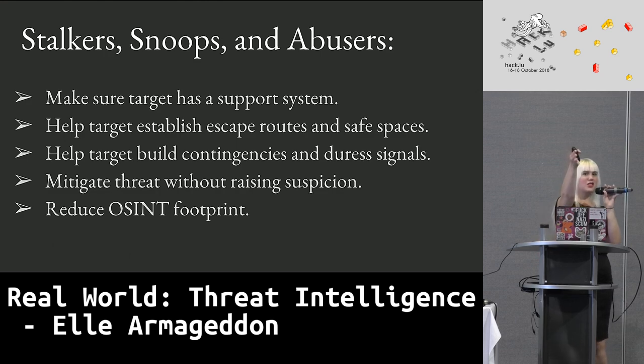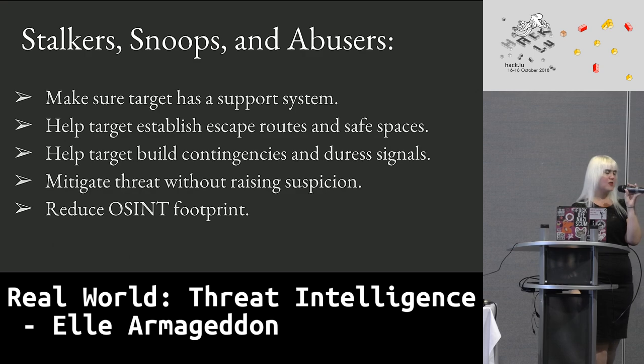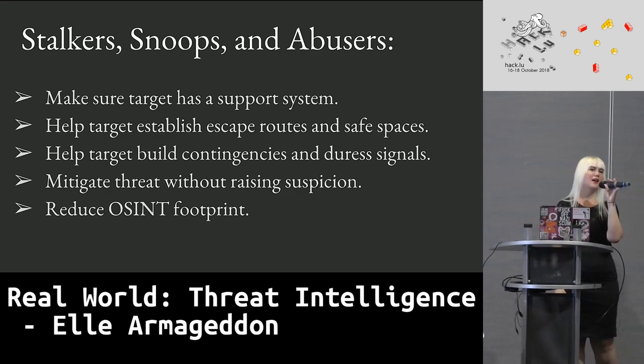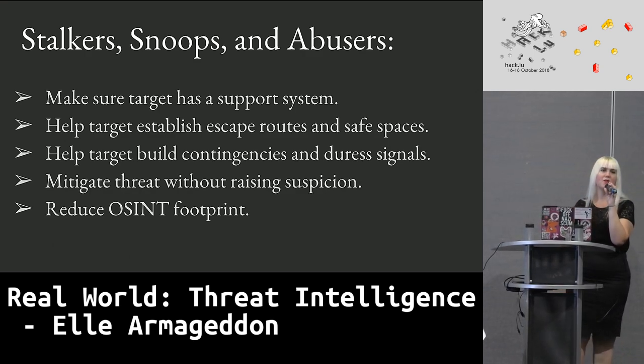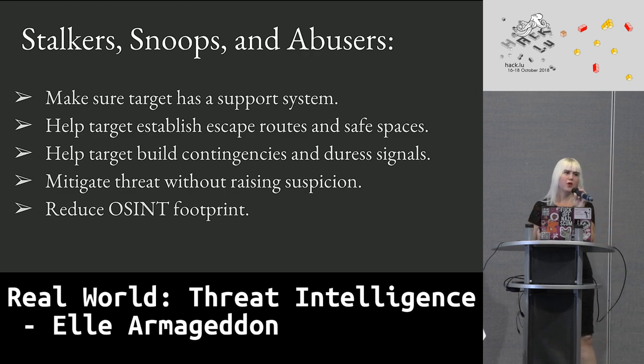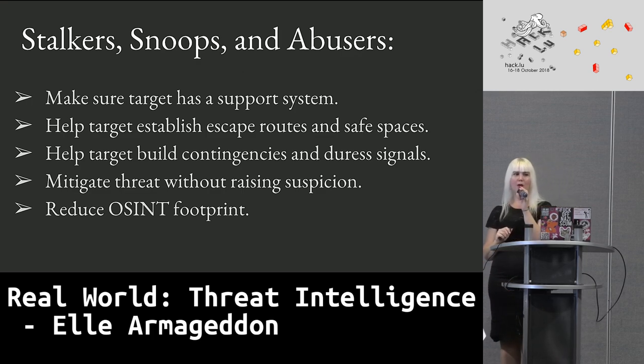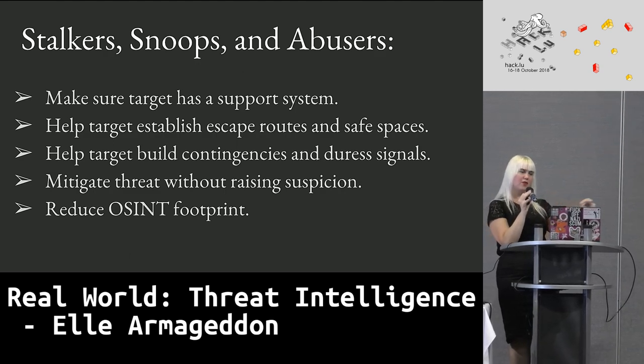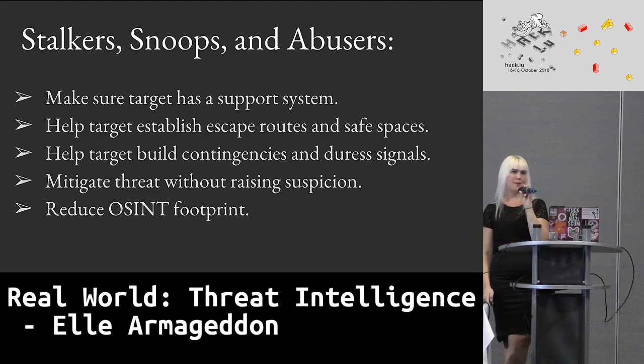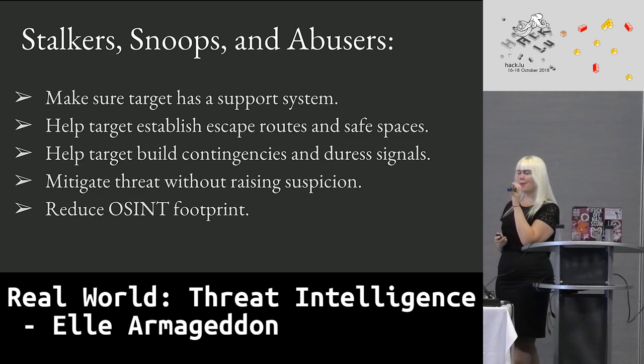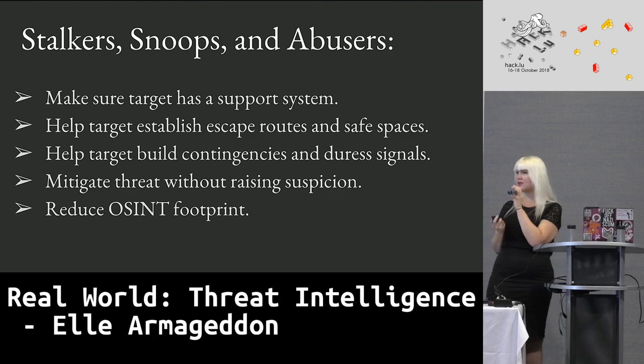And then, as the gentleman in the back suggested, we also want to help them reduce their open source intelligence footprint. So locking down social media accounts, maybe developing pseudonyms for using social media. There's a whole bunch of different things that we can do. We can also teach them some basic compartmentalization so that they can control which bits of information are linked to which other bits, to help carve out some privacy for them so that they can start making plans to take care of themselves.